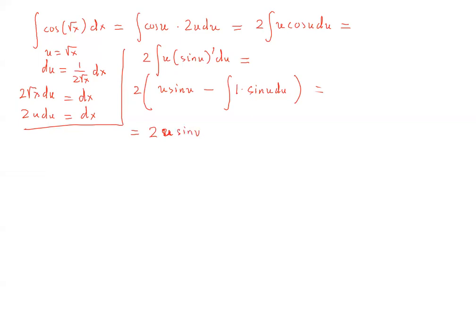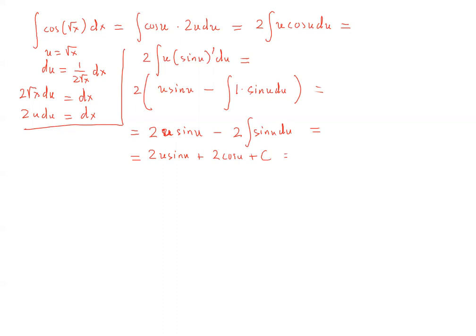sine of u minus 2 times the integral of sine u du. And what is an antiderivative for sine? It's negative cosine, and 2 negatives will give you a positive, so it's 2u sine u plus 2 cosine u plus c.